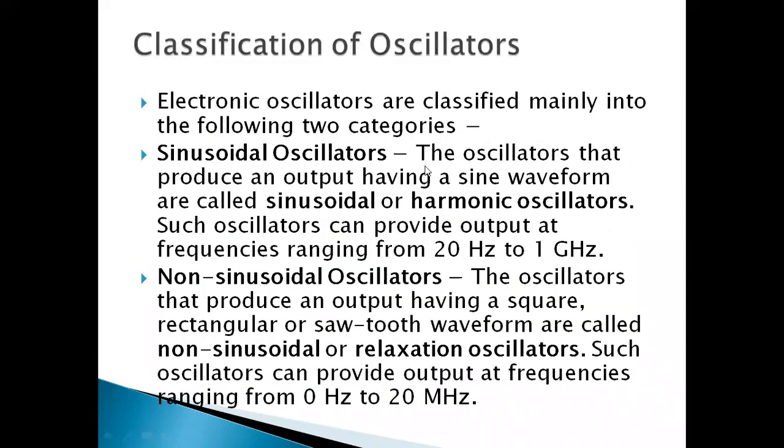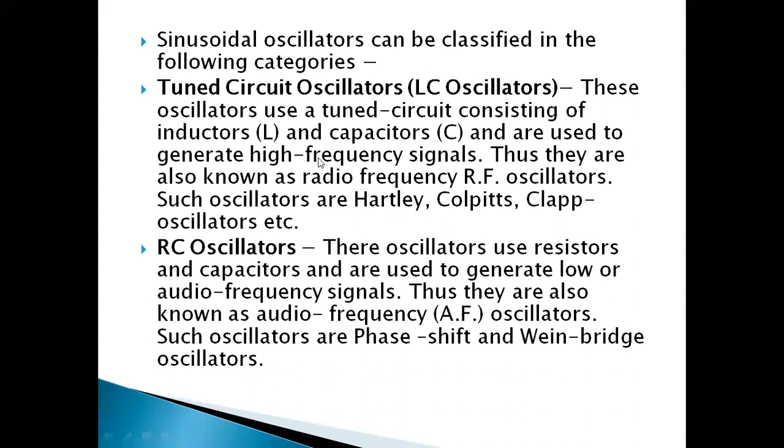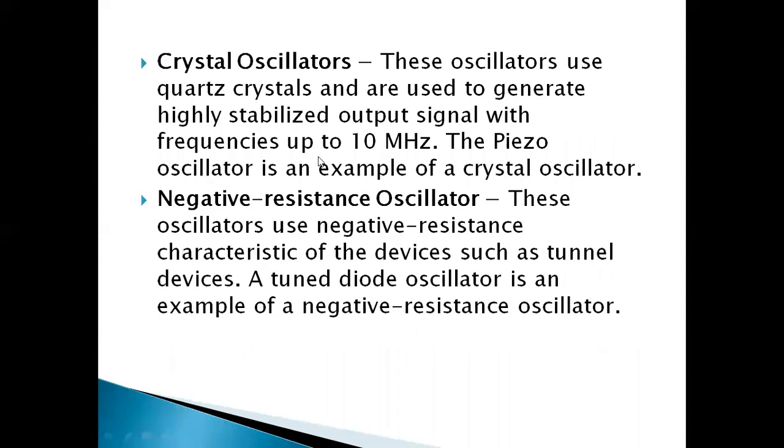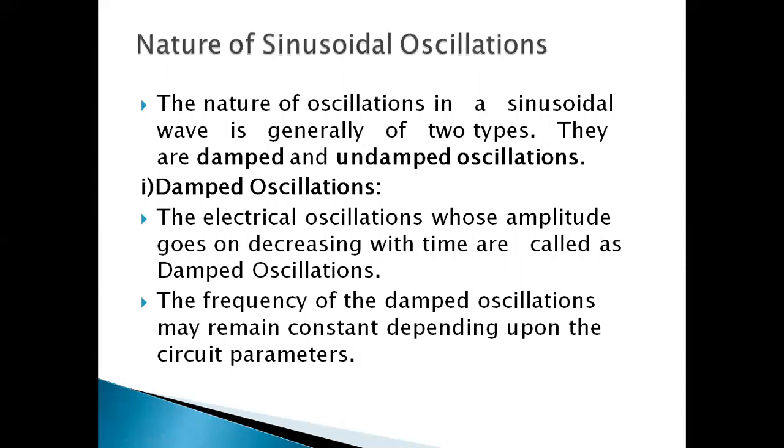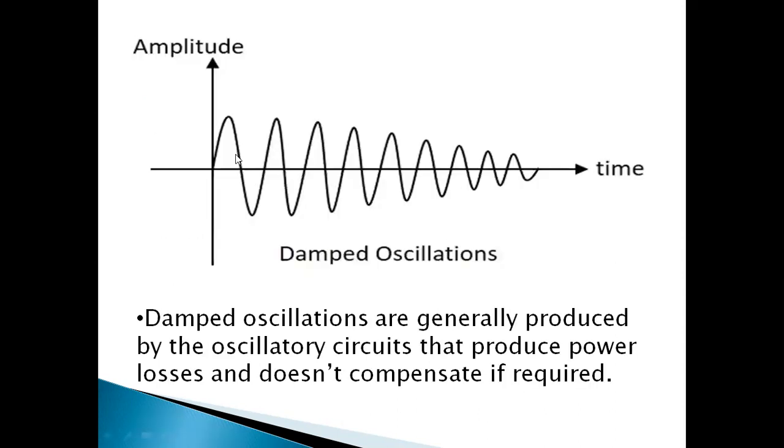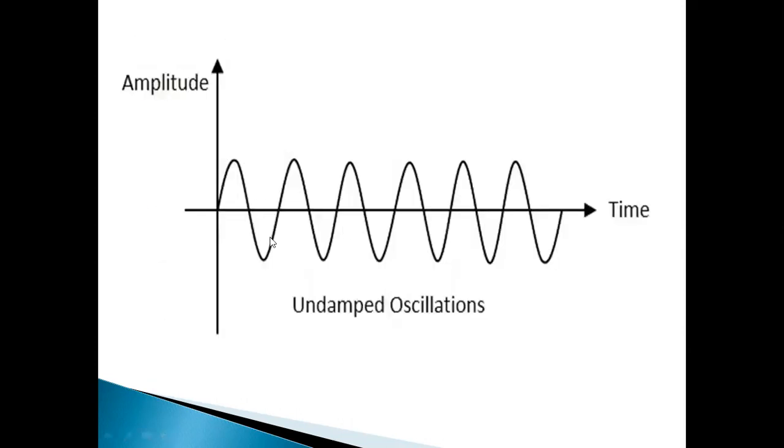And the next one is classification. Mainly, we have sinusoidal oscillators and non-sinusoidal oscillators. Depending on the outputs or the oscillations, we can classify the oscillators into two types. Again, the sinusoidal oscillators are classified into four types: LC oscillators, RC oscillators, crystal oscillators, and negative resistance oscillators. By the nature of sinusoidal oscillations, we have two types: damped oscillations and undamped oscillations. Damped oscillations means the amplitude decreases with respect to time, and undamped oscillations means the amplitude remains constant with respect to time.